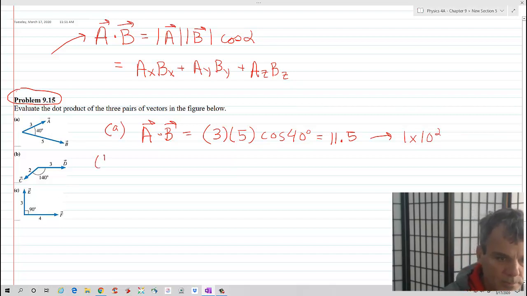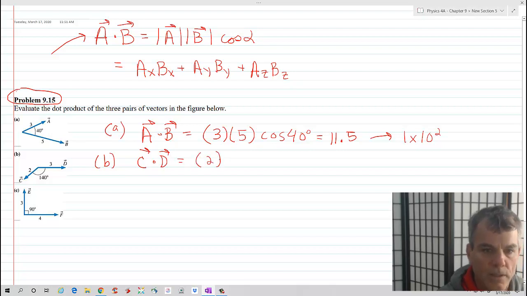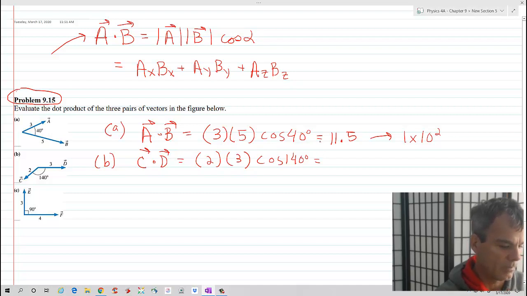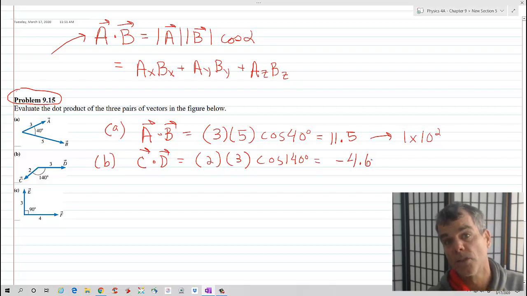So B, I want the dot product of C dot D. So the magnitude of C is 2. The magnitude of D is 3. The angle between the two vectors is 140 degrees. So I take 2 times 3 times the cosine of 140. And what I get is negative 4.6. And again, there should be units, but this is just a generic problem.